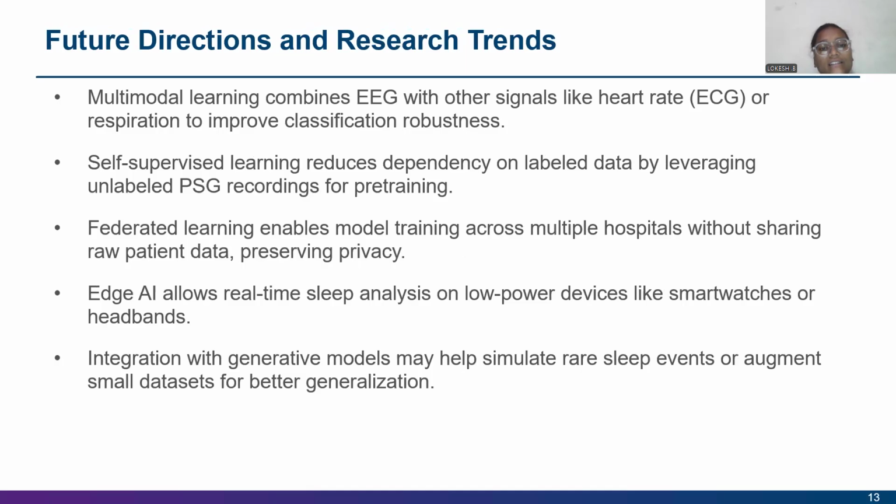And the future directions and research trends: multimodal learning combines EEG with other signals like heart rate and respiration to improve classification robustness. Federated learning enables model training across multiple hospitals without sharing raw patient data, preserving privacy. Integration with generative models may help simulate rare sleep events or augment small datasets for better generalization. And these are the future directions and research trends.